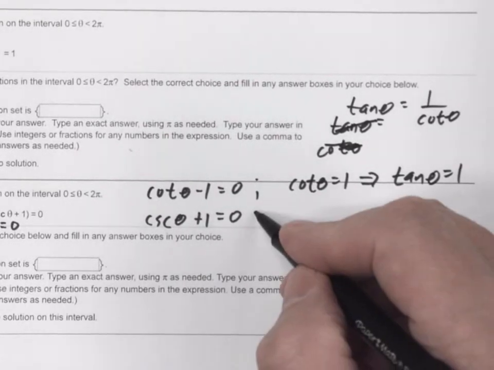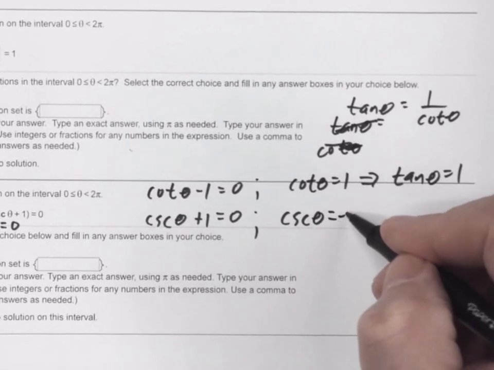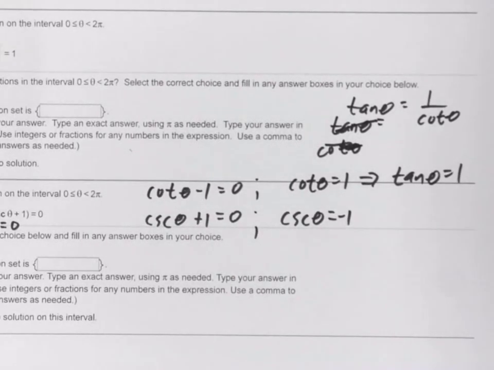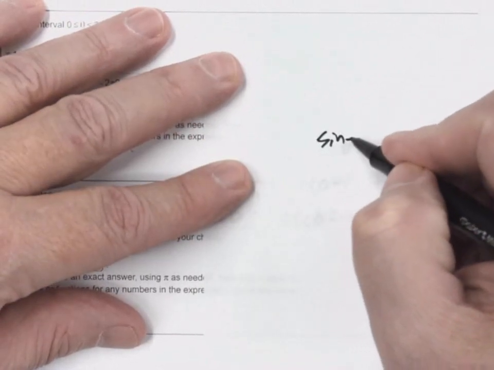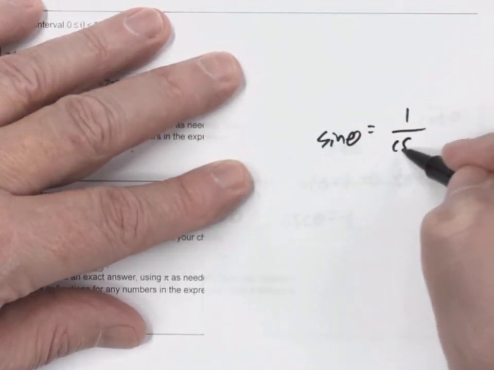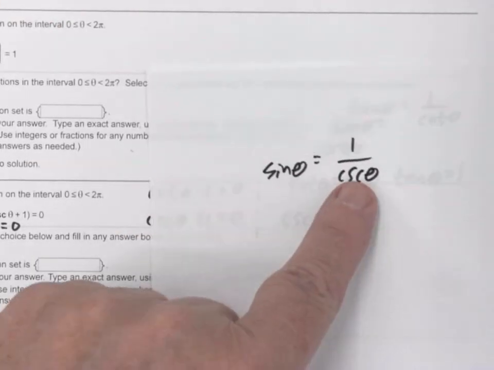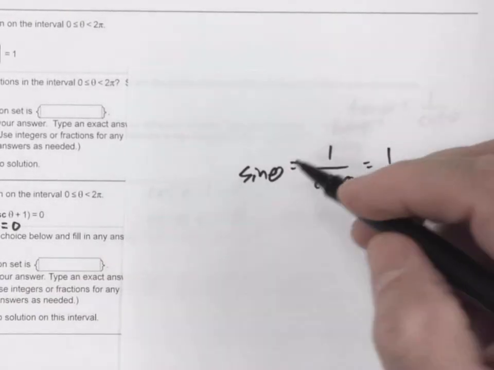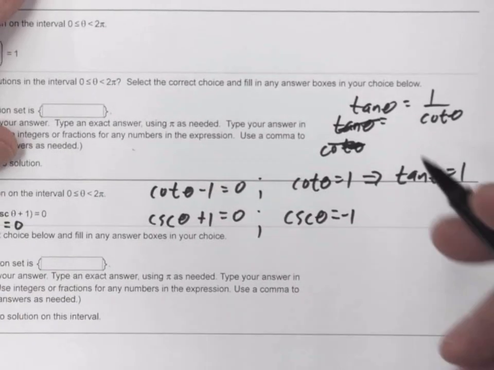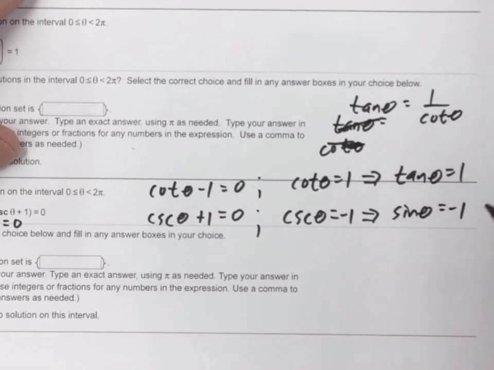So if I get cosecant by itself, subtract 1 from both sides. Now for cosecant, cosecant is grouped with the sine, so the sine of theta is 1 over the cosecant of theta. So if the cosecant of theta is -1, you put in a -1 here, and you get sine of theta is -1. So this is the same thing as saying the sine of theta equals -1.